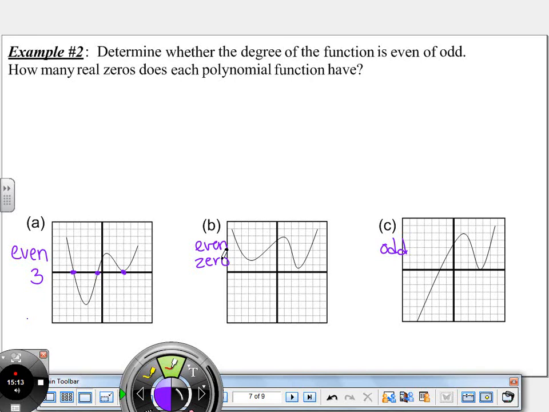How many solutions? 2. Okay, what's the least degree that this could be? A cubic, okay, of degree 3. All right, so we kind of understand this relationship of all those things together.